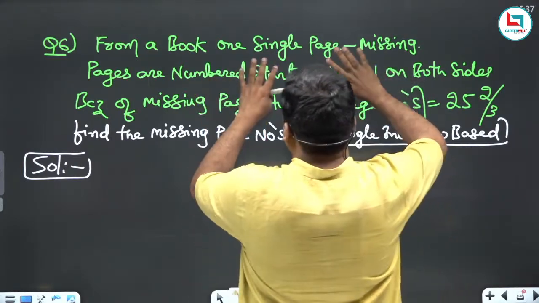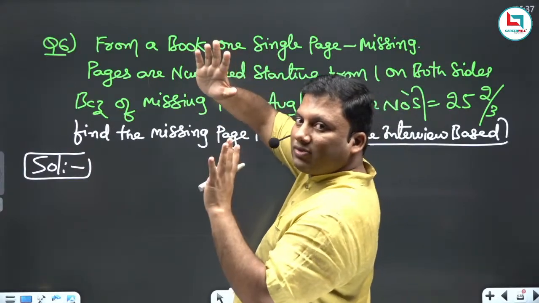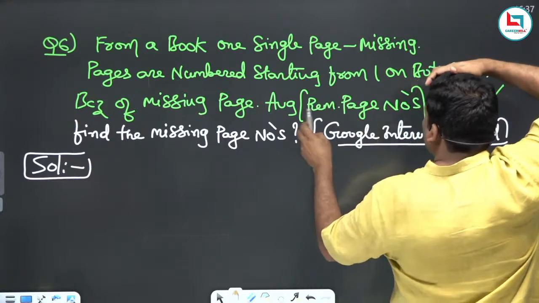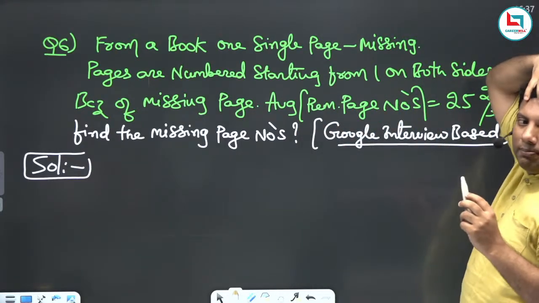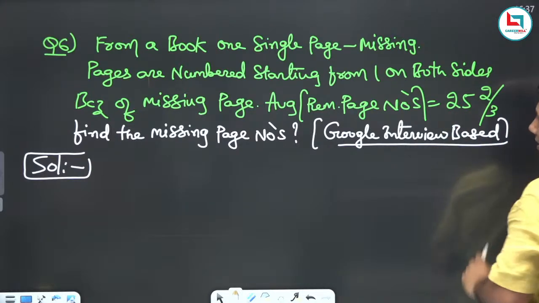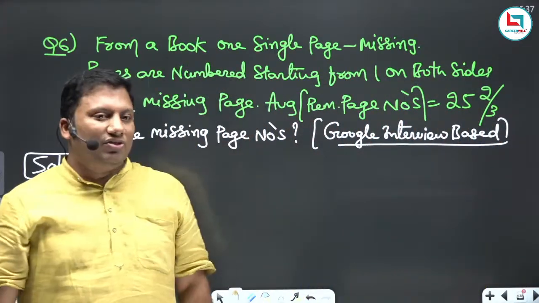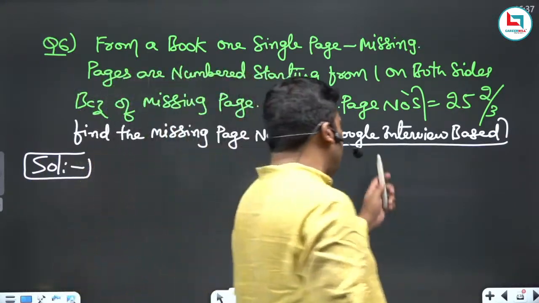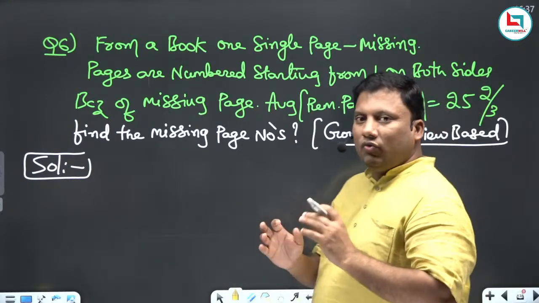From a book, one single page is missing. On that page, both the sides have page numbers. So a student is calculating the average of the page numbers. Because of the one page, 2 page numbers will be missing. The average of the remaining page numbers is 25 2 by 3. Find the missing page numbers. Google interview based question. Now, we will go one by one.